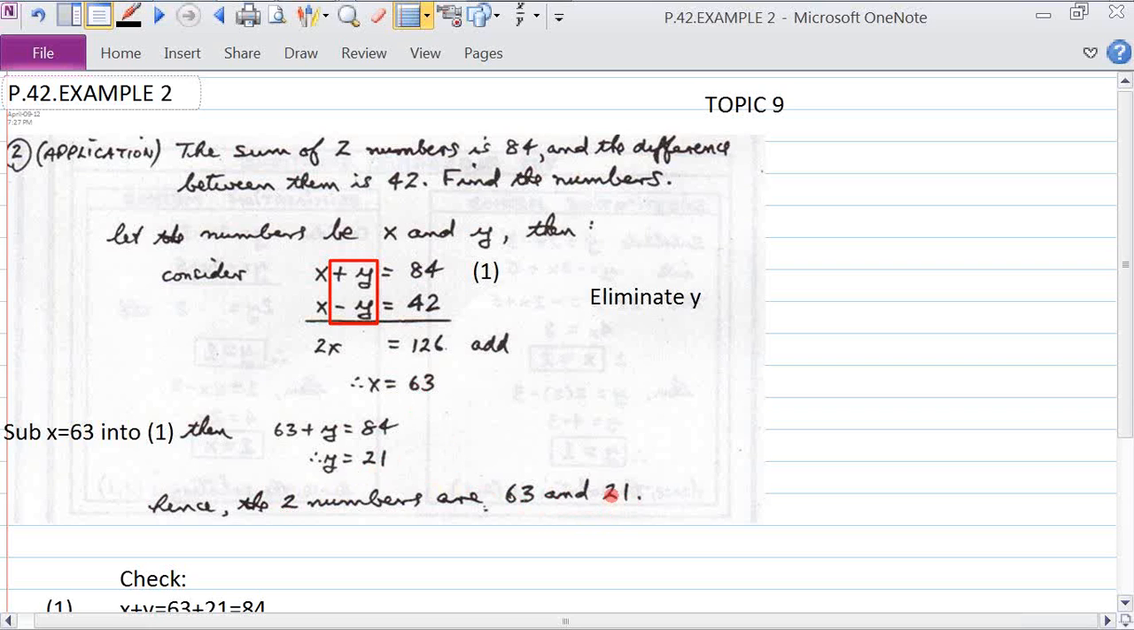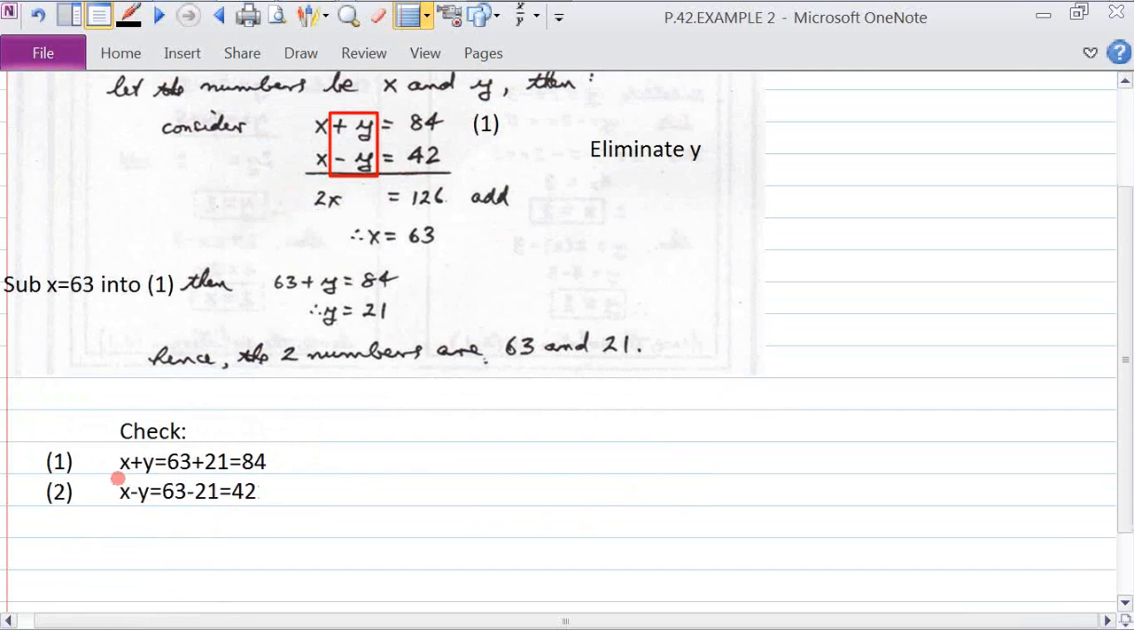And notice when we subtract 21 from 63, we get 42. So here we check that x plus y, 63 plus 21, gives us 84. Here we do the subtraction, we get 42. And so we know that we have the right values. Both of these have to work out, so the sum of the two numbers has to equal 84, and 63 minus 21 has to equal 42.